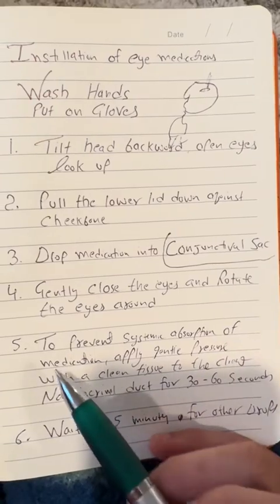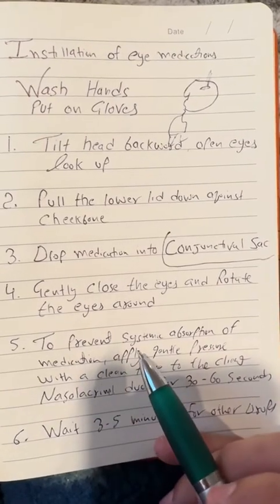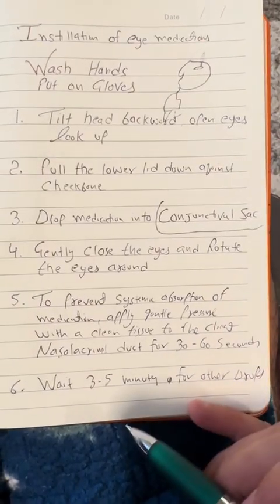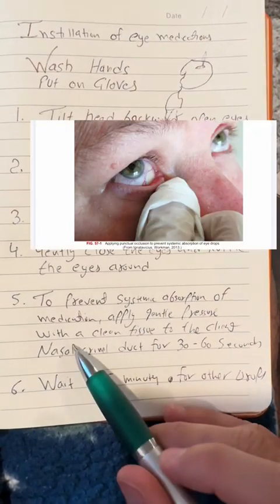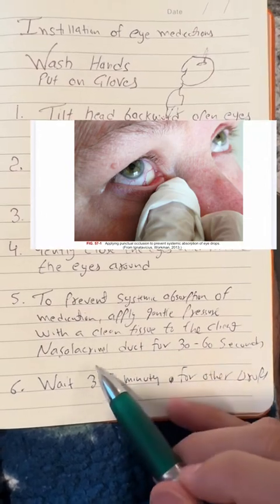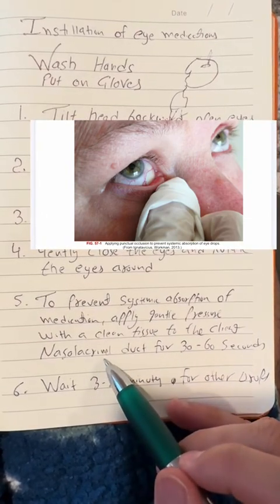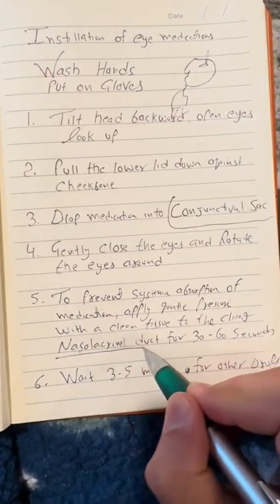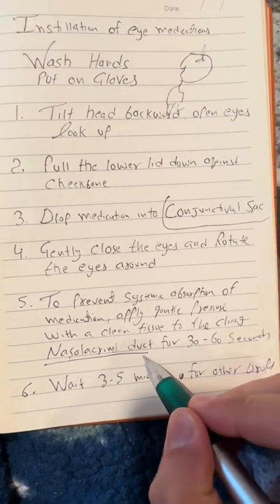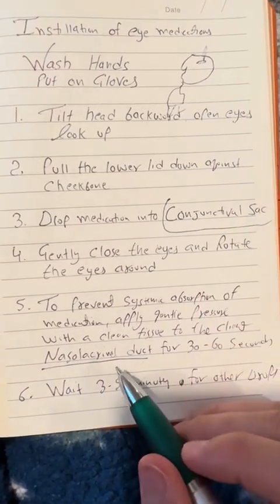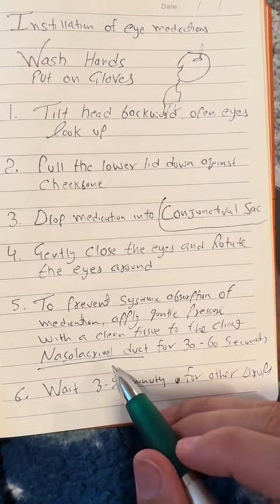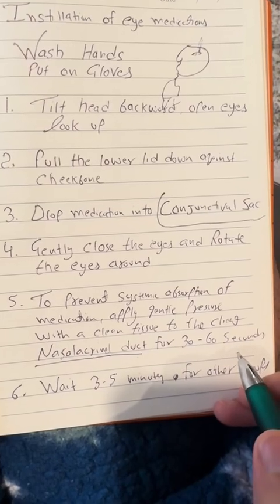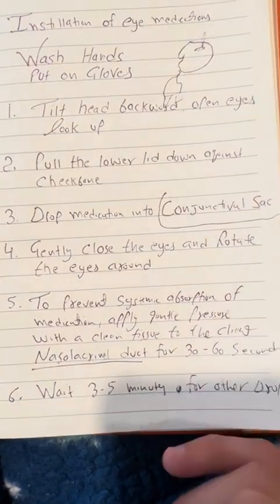And the next thing is step 5. To prevent systemic absorption of the medication, apply gentle pressure with a clean tissue to the client's nasolacrimal duct for 30 to 60 seconds. This is another famous word, nasolacrimal duct. You must know this one, and conjunctival sac. You press the nasolacrimal duct for 30 to 60 seconds to prevent systemic absorption.